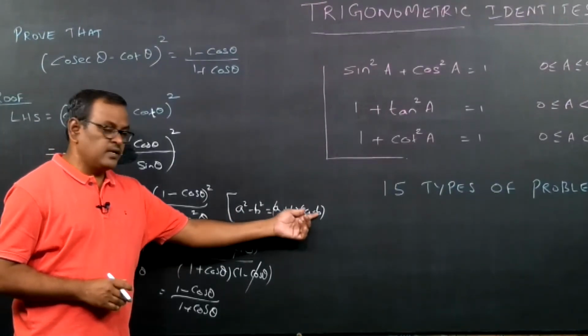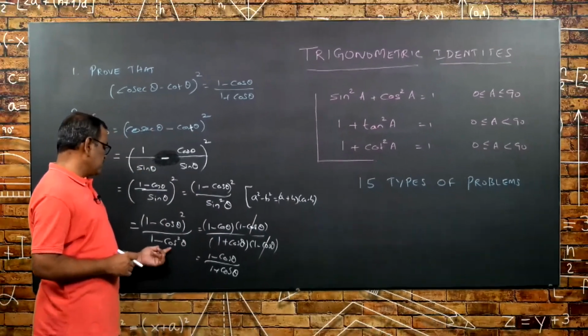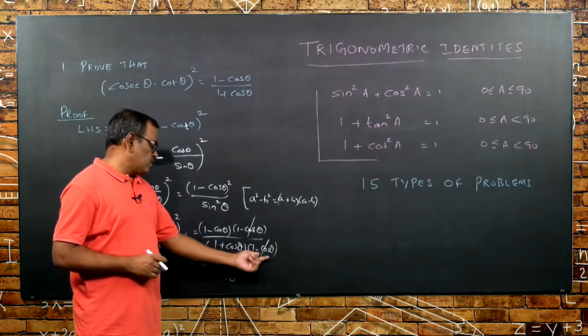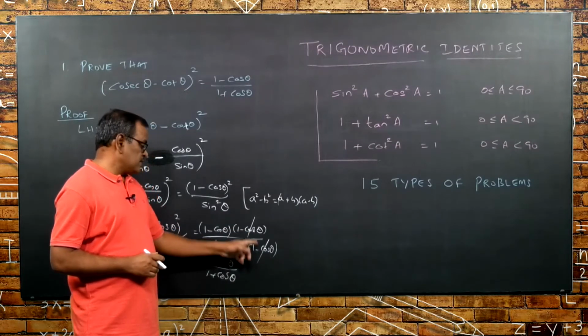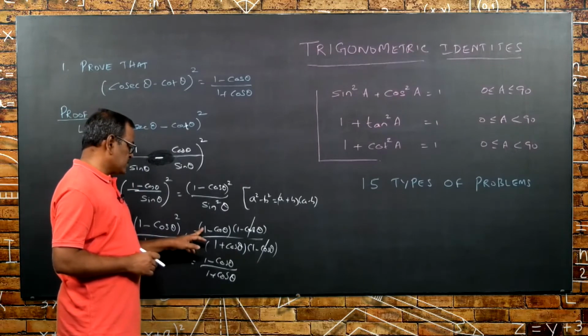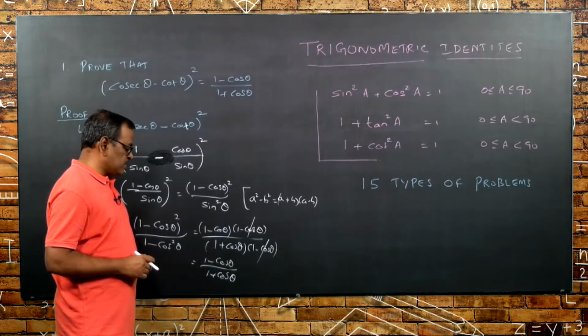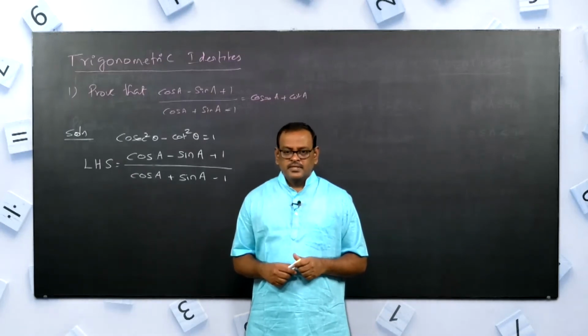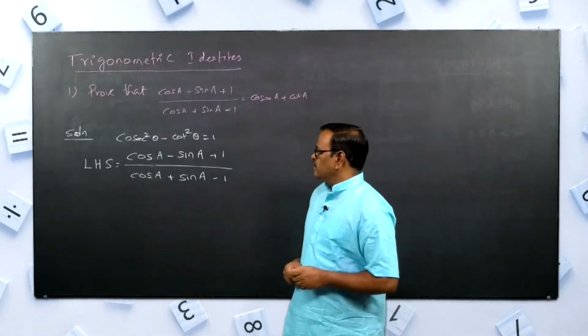which is a plus b into a minus b. Therefore this expression can be factorized into 1 plus cos theta into 1 minus cos theta. We can cancel the common factors. The remaining factors, numerator 1 minus cos theta and denominator 1 plus cos theta. Next, I will teach important sum 4 mark question for board exam.